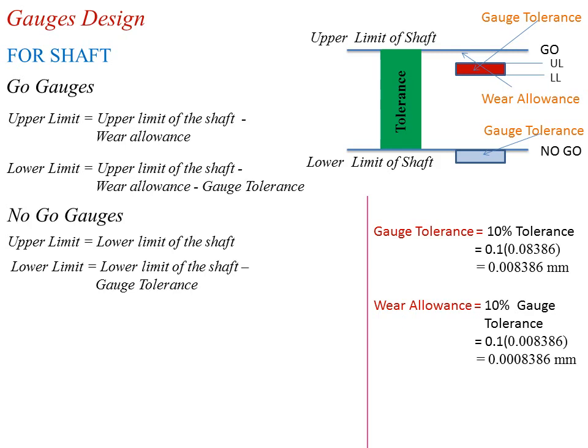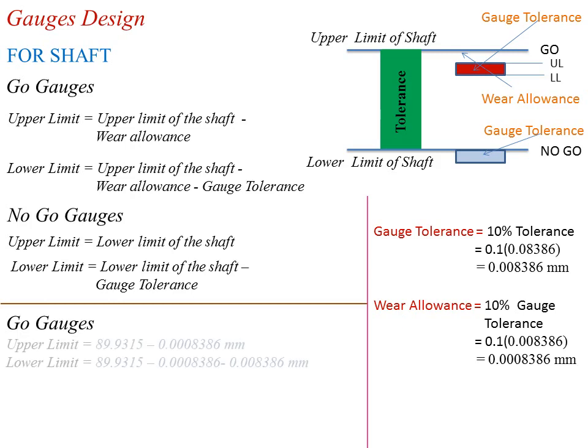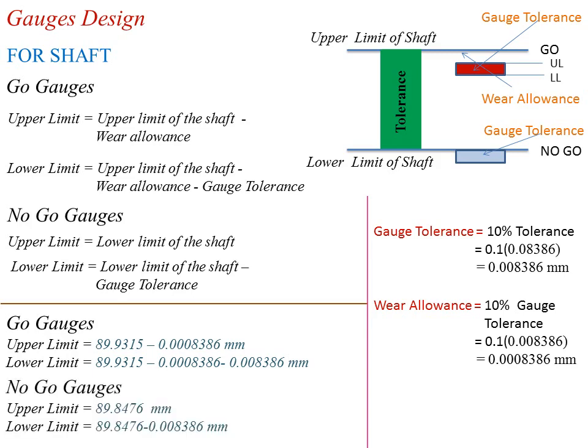Then we have to substitute these gauge tolerance and wear allowance in the go and no go gauges. We will get the upper limit and lower limit of the go gauges as well as the no go gauges. First we have to see the go gauges. So the upper limit of the go gauge is equal to the upper limit of the shaft, that is 89.9315, minus wear allowance, that is 0.0008386 mm. Then the lower limit of the go gauge is equal to the upper limit of the shaft, 89.9315, minus wear allowance 0.0008386, minus gauge tolerance, that is 0.008386 mm.